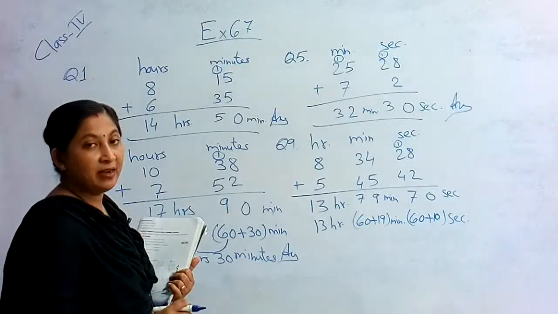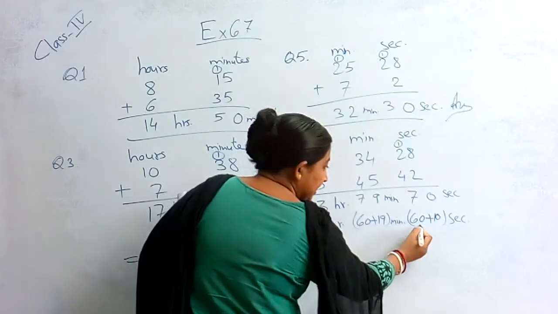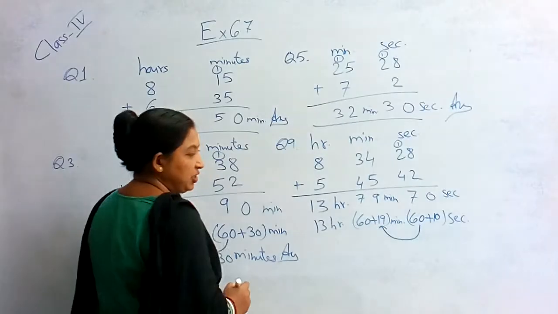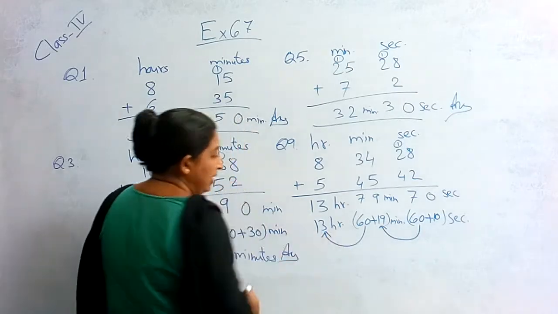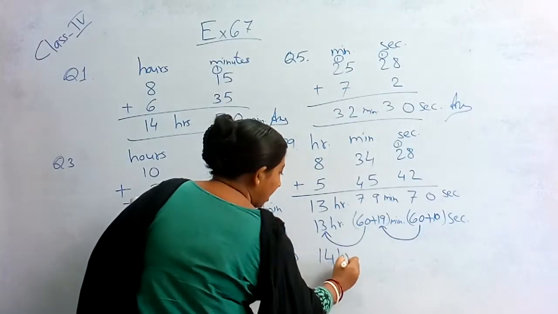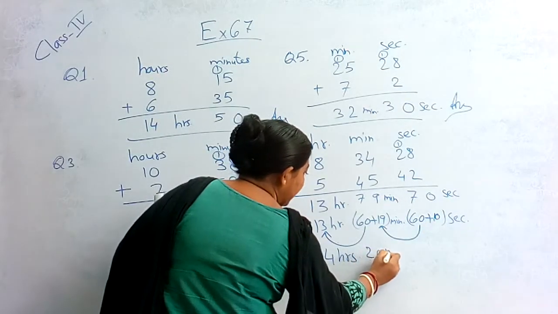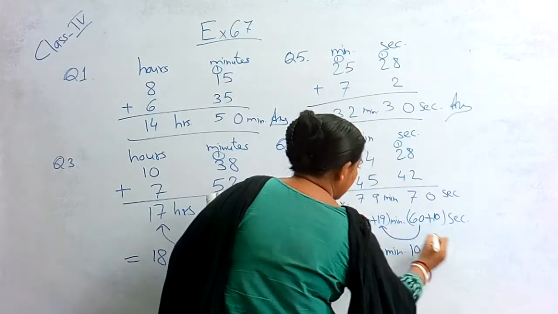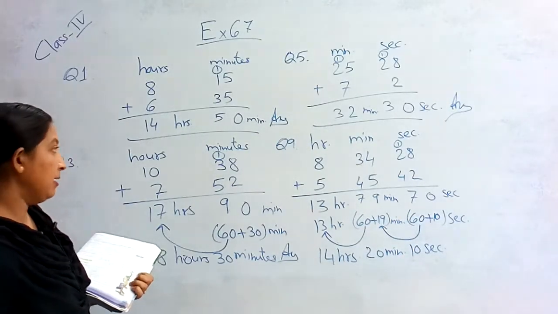Similarly, 70 seconds I have converted into 60 plus 10. Now this 60 makes 1 minute, so it will go and add here with 19. And this 60 minutes makes 1 hour, so it will go and add in the hours. So the answer is 14 hours, 20 minutes and 10 seconds. Okay, 14 hours, 20 minutes and 10 seconds.